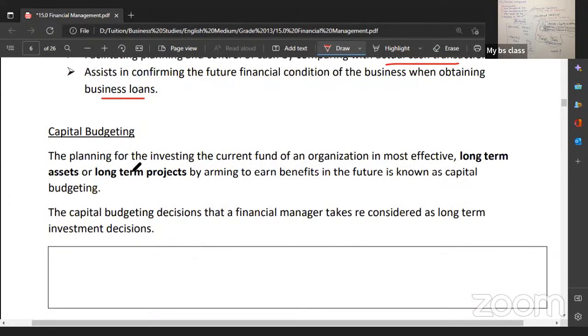So let's move to capital budgeting as well. This is about long-term planning for investing the current funds of an organization in the most effective long-term assets or long-term projects. So that is the capital budget, aiming to earn benefits in the future. The capital budgeting decision that a financial manager takes, we consider as a long-term investment decision. Shall we write a couple of examples in the provided box?